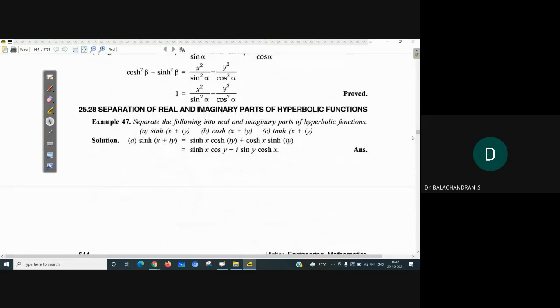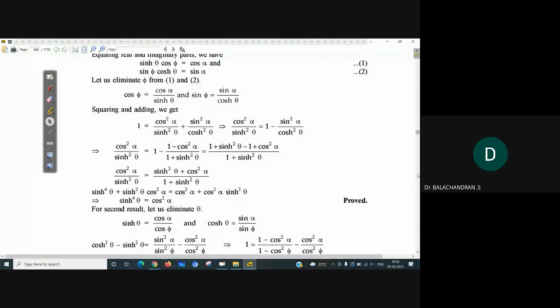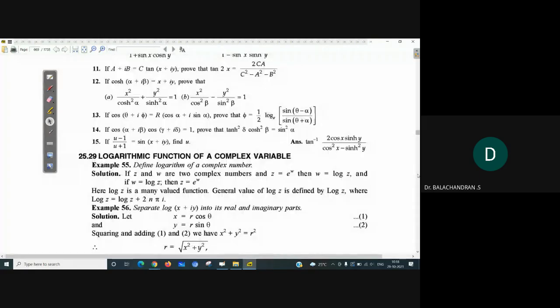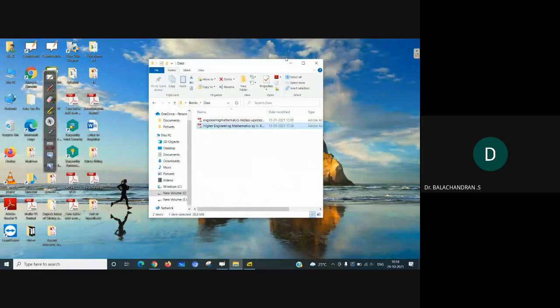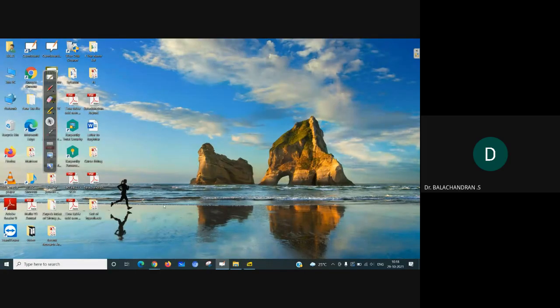And the expansion is also there. So please go through these 2 books. Okay. So now I'll come to the problem.